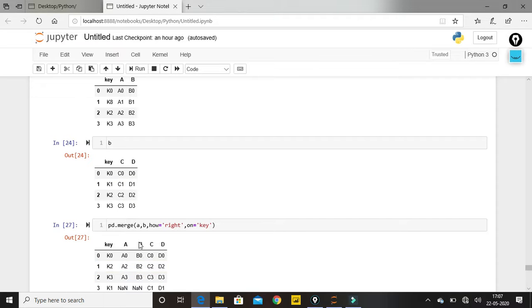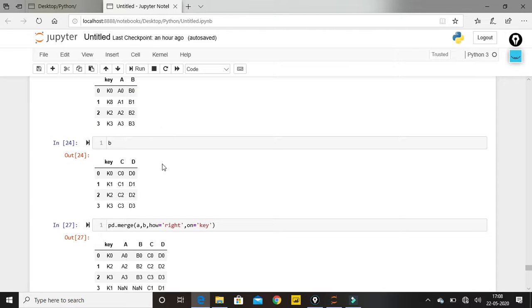Now coming to AB. We know K0 is present, so K0 will be A0, B0, and K8 will not be there because I'm now using the right keyword. So it is merging right. K2, K3 will be there because these two are common in both of the data frames. And K1 will be NaN because K1 is not present in my left data frame, my first or A data frame.